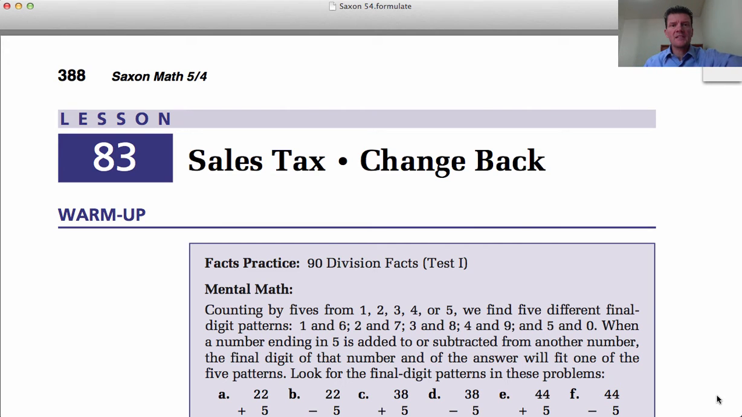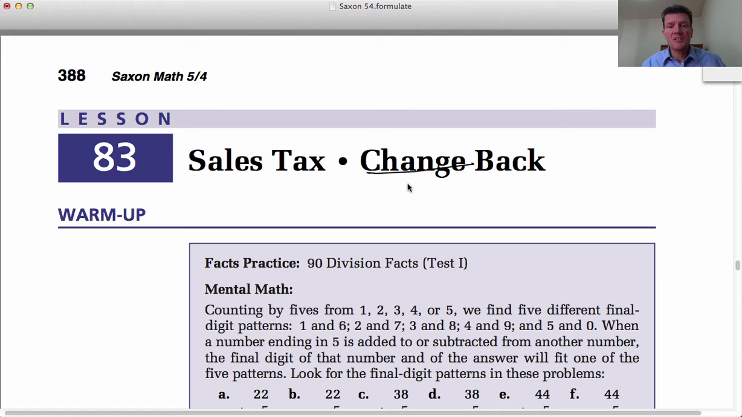Alright, let's look at lesson 83 in Saxon 54. It looks like we're going to be talking about sales tax. So you go to buy something, you want to figure out maybe what the sales tax is going to be, or maybe you look at how much money you get back on something. We're going to be talking about change that you receive back. Okay, so we'll deal with money. This is a great lesson, something that you're going to use your entire life.